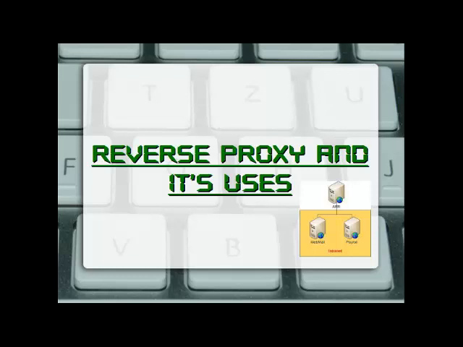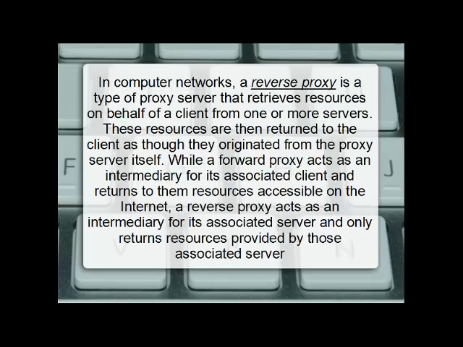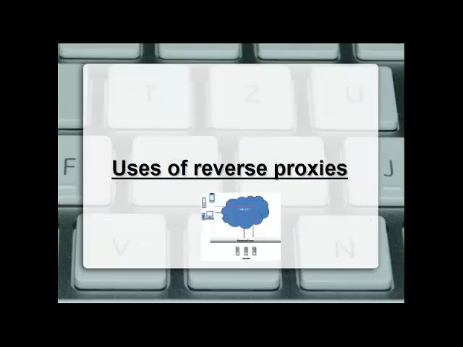Reverse proxy and its uses. In computer networks, a reverse proxy is a type of proxy server that retrieves resources on behalf of a client from one or more servers. These resources are then returned to the client as though they originated from the proxy server itself, while a forward proxy acts as an intermediary for its associated clients and returns to them resources accessible on the internet. A reverse proxy acts as an intermediary for its associated servers and only returns resources provided by those associated servers.